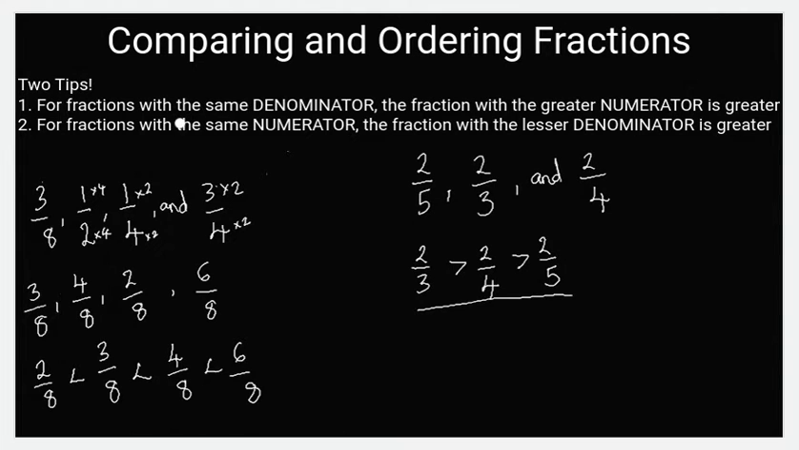And then even if you don't have the same denominator, the same numerator like what we have here, you can just check out the denominators. Is there a way you can make all the denominators of your fractions the same like this? If there is a way, you go ahead and do that and then compare your fractions easily. All right.